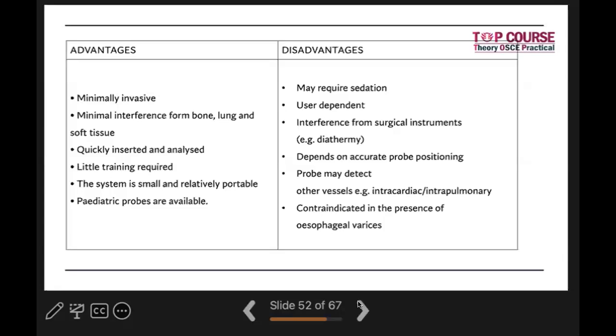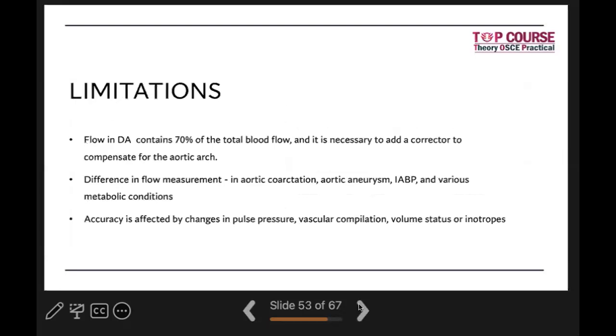But what are the disadvantages? It may require sedation, and you need a proper operator who could fulfill all the assumptions which are made during the transesophageal echo. And if we are using diathermy, it could interfere with the measurements, and appropriate probe positioning is very important. And if there are any shunts, any problem with the pulmonary or the cardiac shunts, then there is a possibility of wrong values. And if there are esophageal varices, then this procedure is not indicated. So these are some of the disadvantages of transesophageal echo.